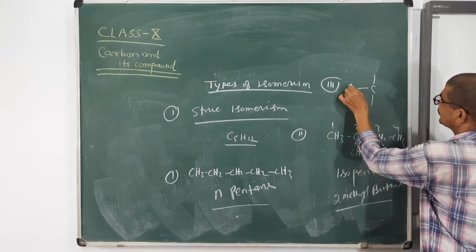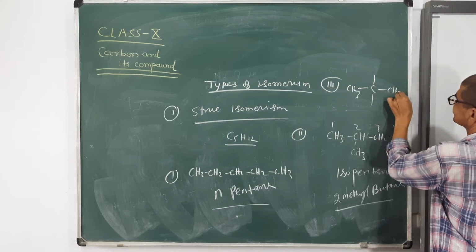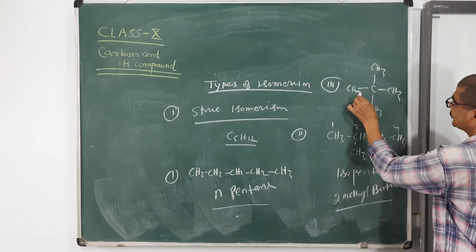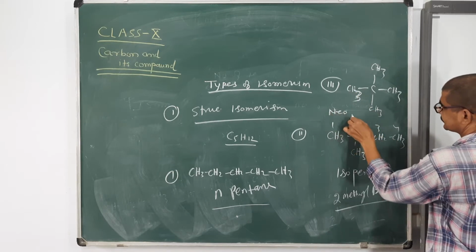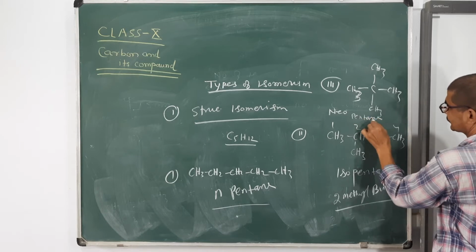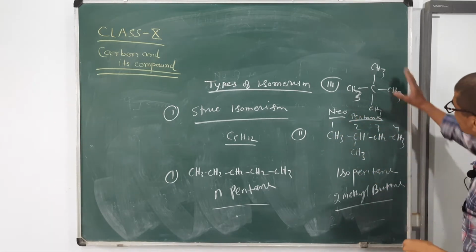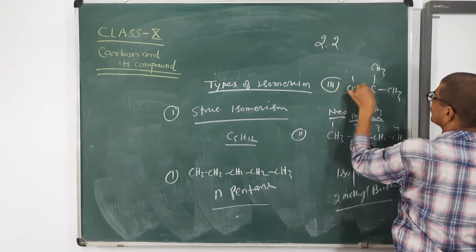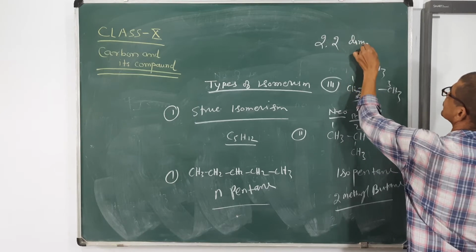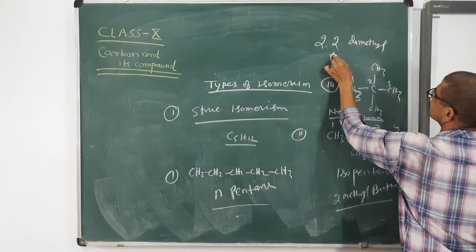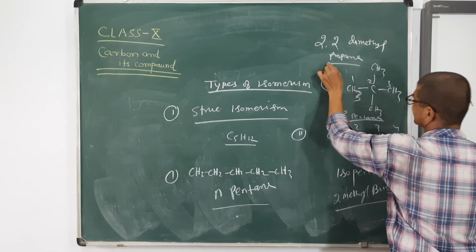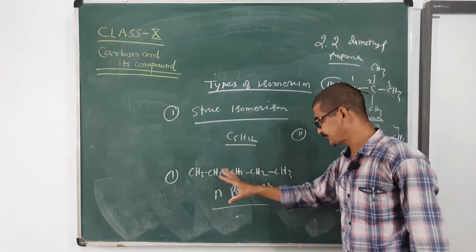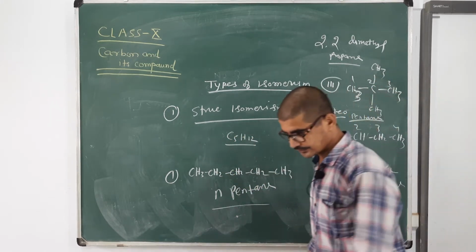neopentane. Neopentane is always in plus form, and isopentane in T form. So this is called neopentane, 2,2-dimethyl propane. So these are structural isomers, because the formula is the same, C5H12, but the structures are different. So this is an example of structural isomerism.